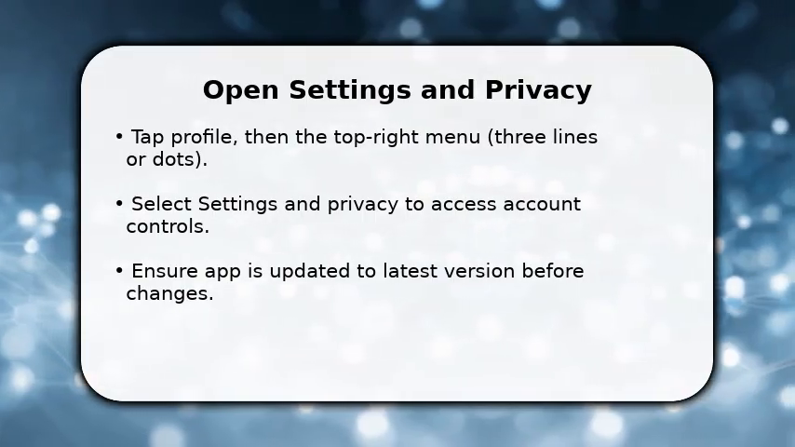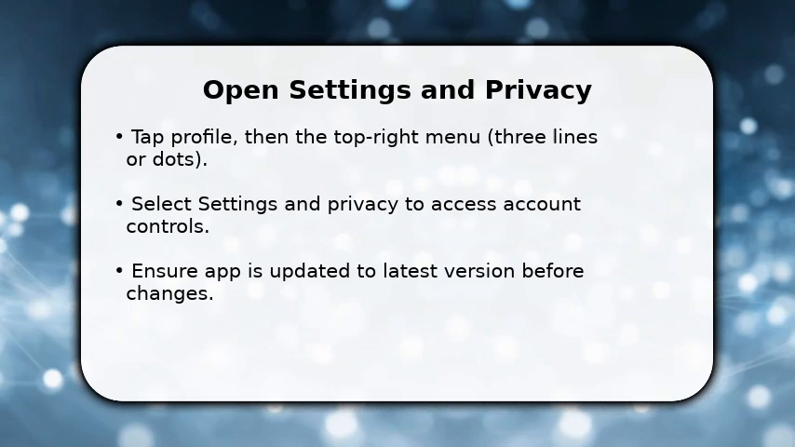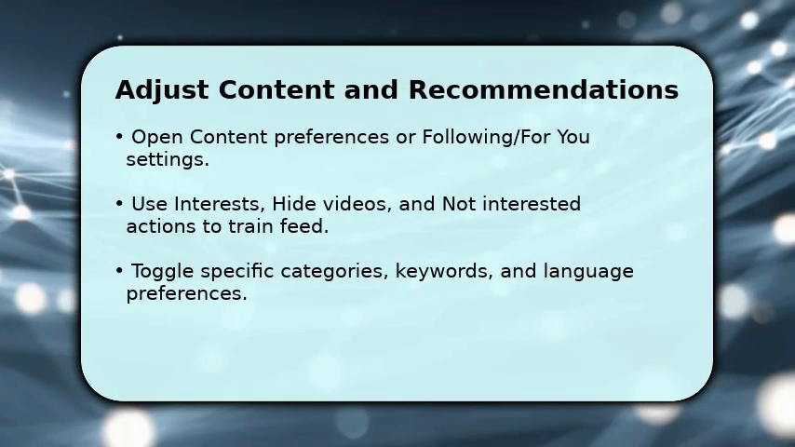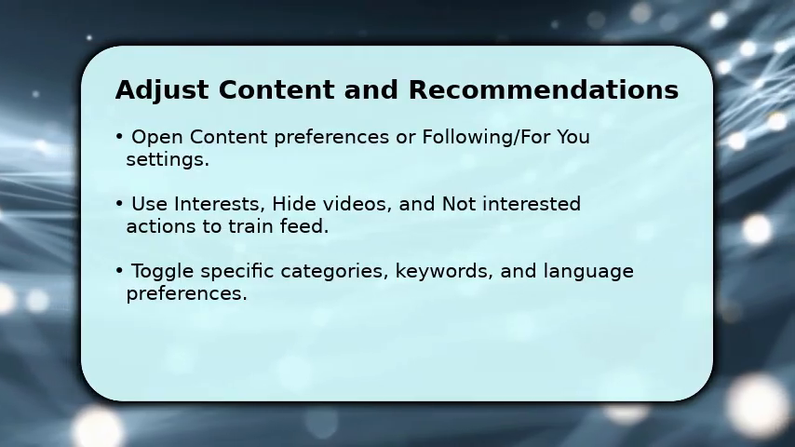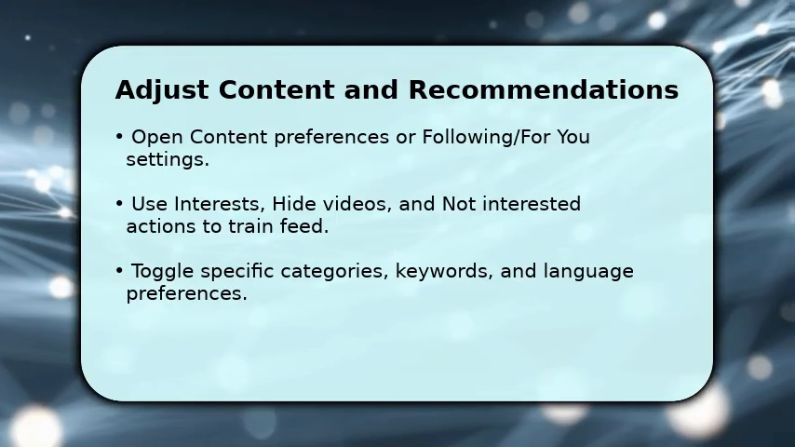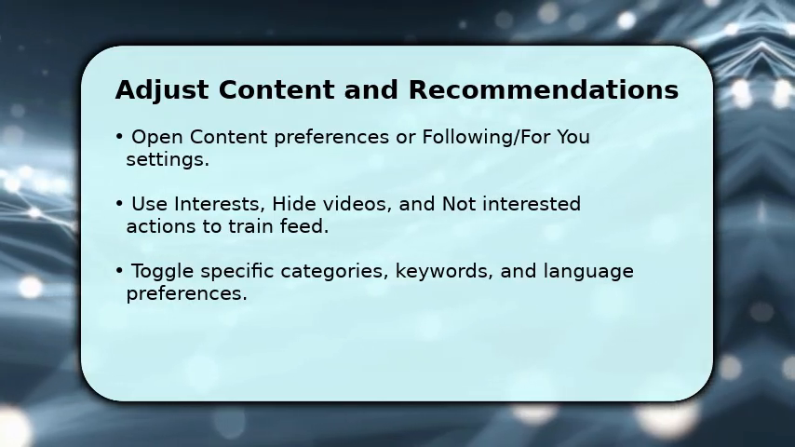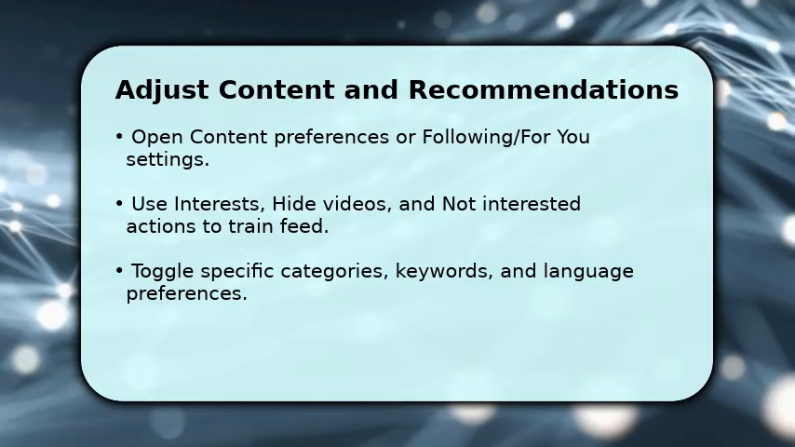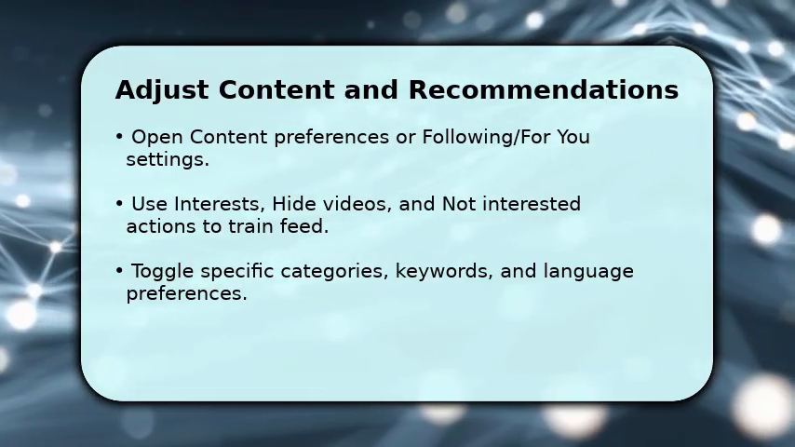Now that you're in Settings, keep the app open and follow the next steps to refine what the For You feed shows you. You now refine the feed. Open Content Preferences, Recommendations, or the For You controls depending on your app version. Tap Interest to add or remove topics so TikTok understands what to surface. You do this because explicit signals beat guessing.